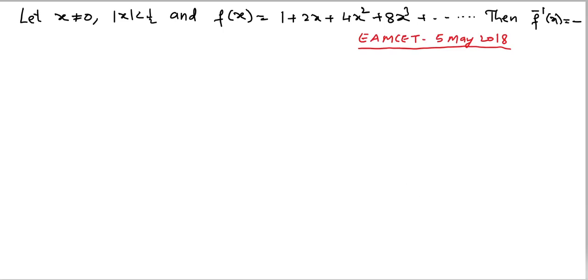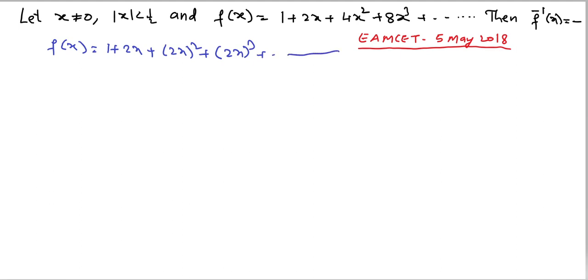Let x not equal to 0 and mod x less than 1 by 2, and given f of x is equal to 1 plus 2x plus 4x square plus 8x cube up to infinity, then f inverse x is equal to dash. Here the given function f of x is equal to 1 plus 2x plus (2x) whole square plus (2x) whole cube up to dash.